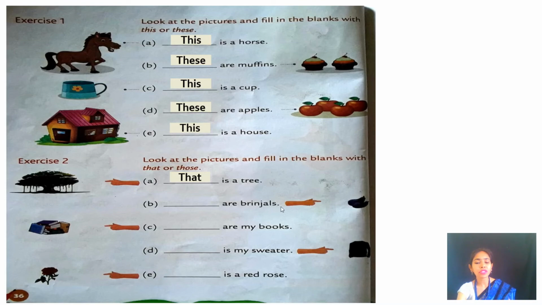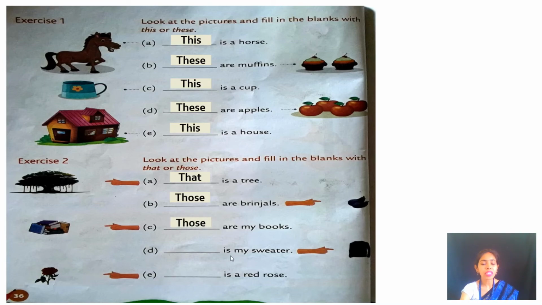Dash are brinjals. How many brinjals are there? 1 and 2. It means more than 1, right? It is more than one and far, so what will we use? Those are brinjals. Dash are my books. So see, there are many books, right? And they are kept far. So those are my books.